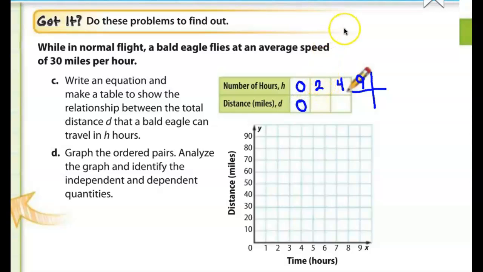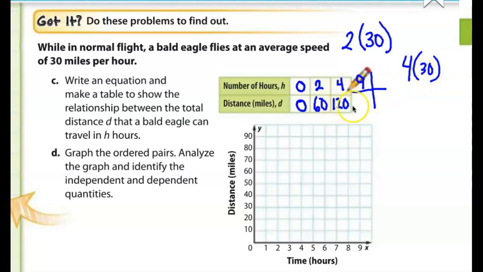So 2 hours would be the same as 2 times 30, and so that's going to be 60. And then 4 hours should be the same as 4 hours times 30. And 4 times 3 is what number? That's correct. So that's going to be 12 with a 0, because that's not just 3, it's 30. So that's going to be 120.